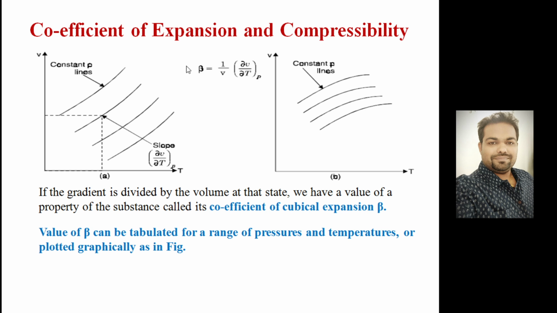The value of beta can be tabulated for a range of pressures. Different pressures will have different values of slopes. So this value of beta can be tabulated for a range of pressure and temperature, and can be plotted in a similar way. From experimental data we get beta, and we can replace that by the isobaric lines.